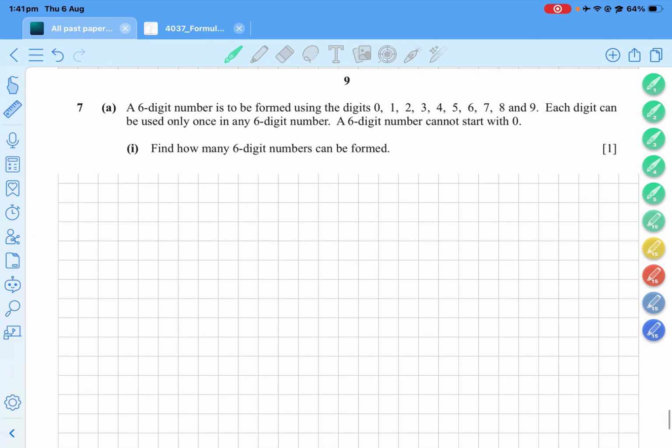Okay, so you can only use this, but the 6-digit number cannot start with 0. And this will be 9. It will be 9 times 9 times 8 times 7 times 6, and then there's 9 different ways to do that, which is 136080.